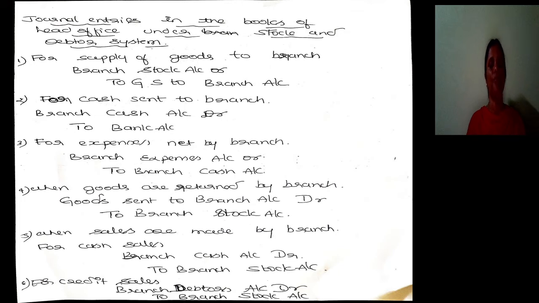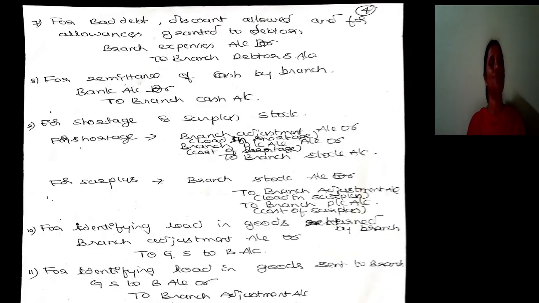by the branch. When sales are made by the branch, in case it is a cash sale, branch cash increases and branch stock decreases. In case there is a credit sale, branch debtors increase and branch stock decreases. Journal entry: Branch Cash account debit to Branch Stock account, Branch Debtors account debit to Branch Stock account. For all expenses incurred on branch debtors, expenses increase and debtors decrease. Journal entry: Branch Expenses account debit to Branch Debtors account.